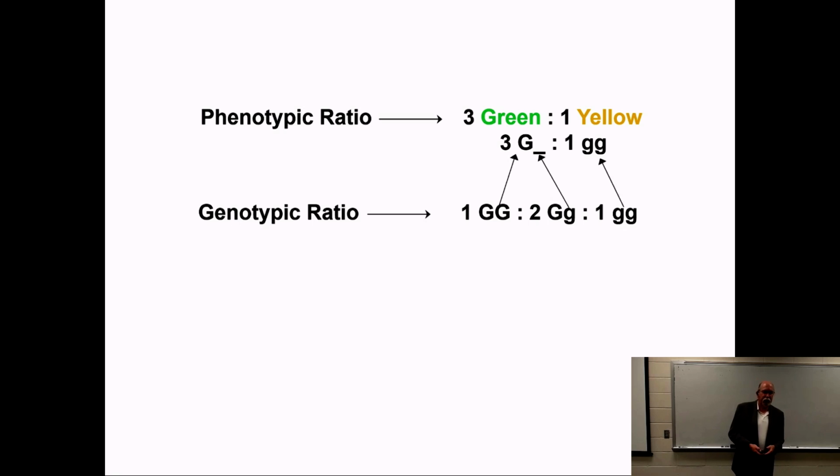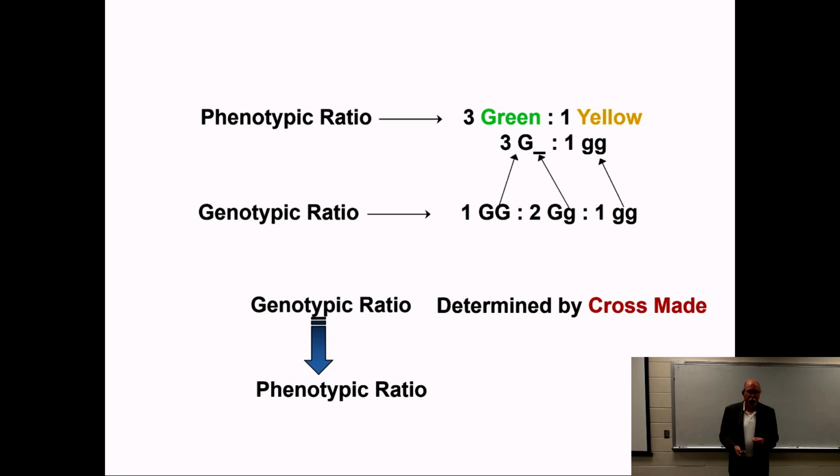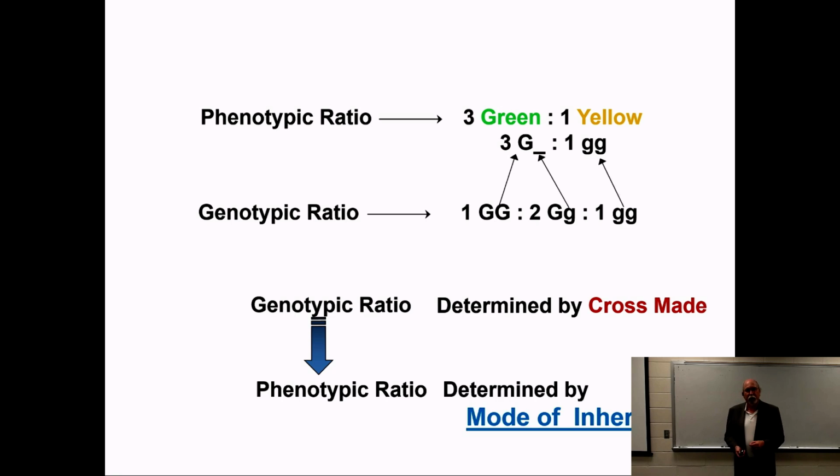So he figured this out, okay? And what he figured out was the genotypic ratio gives rise to the phenotypic ratio. The genotypic ratio is determined by whatever cross we make, what we pick as parents, right? A green one and a yellow one, or wrinkled and smooth, or 2 smooths, or whatever. That determines ultimately our genotypic ratio. And then what determines our phenotypic ratio is a modification of that. We're going to call that modification, that thing that happens, the mode of inheritance, okay?